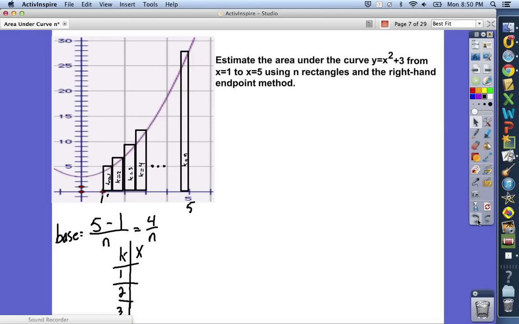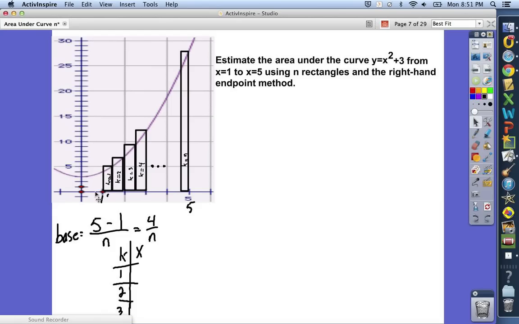Next we'll fill in our little chart. k equals 1, 2, 3, and 4. This will be used to translate from x's into k's when we write our sigma notation evaluation. So for the right-hand portion of the first rectangle, this part of the rectangle would be the part that would hit the curve y equals x squared plus 3.